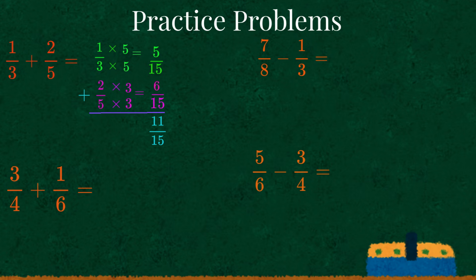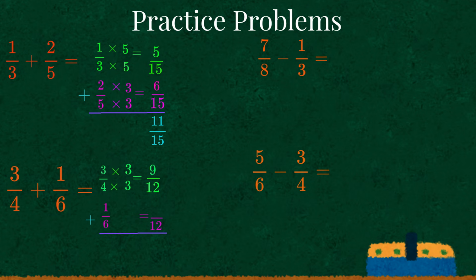Let's go down to our other addition problem. 3/4 plus 1/6. Remember, they are different denominators, so we must make them alike. So, for a common denominator for 4 and 6, the least common multiple is 12. So 4 times 3 gives me 12. And I must multiply my numerator by 3 as well. So 3 times 3 is 9. That fraction becomes 9/12.